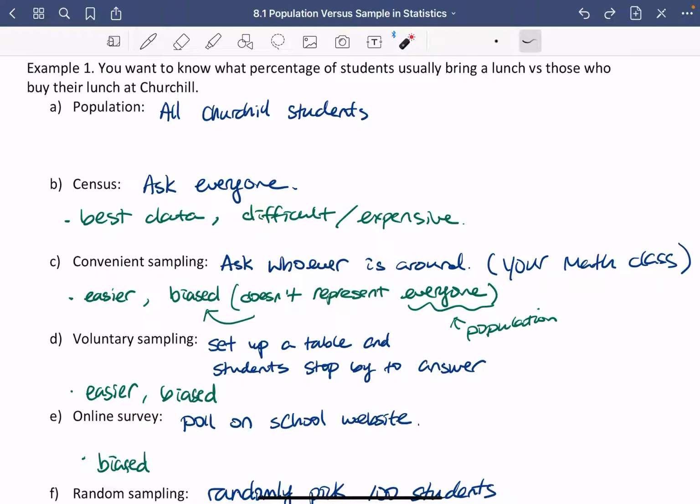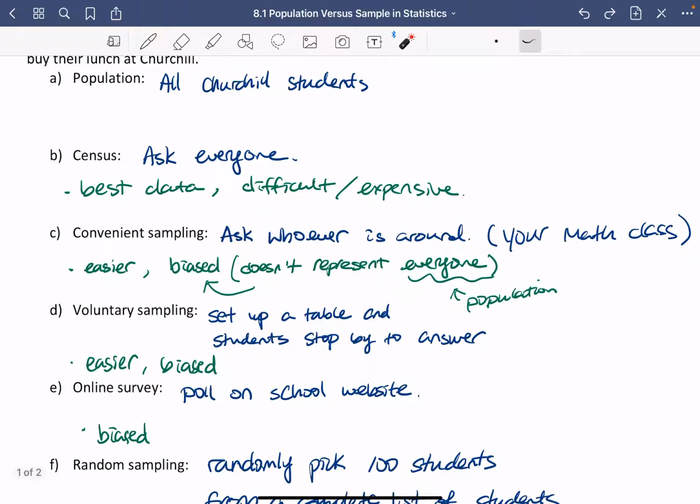But this will be a problem because what you're trying to find is the information for all Churchill students, but you're only asking the people in your math class. Although it's easier, you can see everyone every day, it's biased. And what that means is that it does not represent everyone. It does not represent the population, in this case, all Churchill students. It just represents what's happening in your class. It doesn't represent everyone in Churchill.